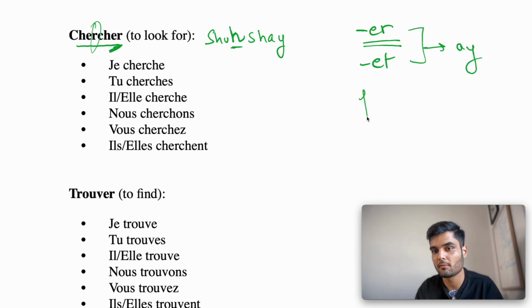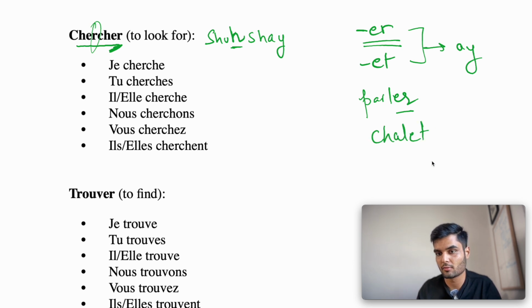For example, we are doing ER ending verbs, so we know parler. We don't say parler, it's parler. Chalet. We don't say chalet. A very prominent example is A, and. A is and. So these are not pronounced.